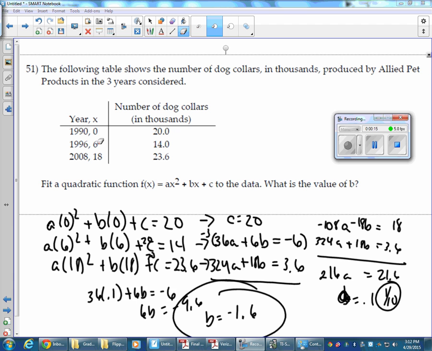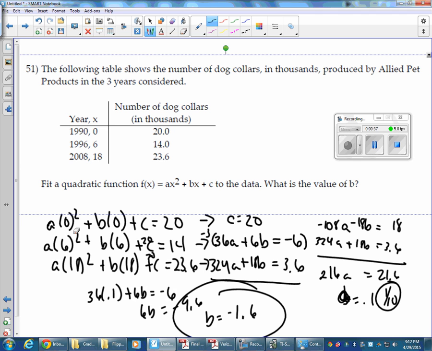The following table shows the number of dog collars in thousands produced by Allied Pet Products in the 3 years considered. The years, we're going to use 0, 6, and 18 to represent 1990, 1996, and 2008. And the number of dog collars in thousands will be 20, 14, and 23.6 thousands.